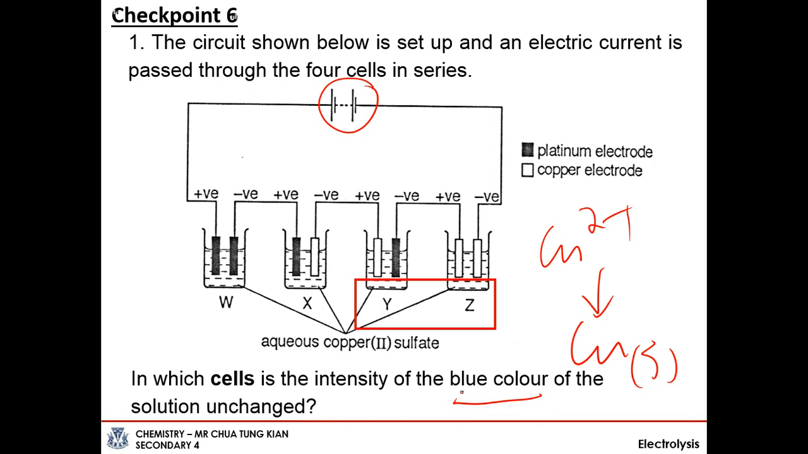If we take a look here, cells W and X have platinum anodes here. It is impossible to replace the Cu2+ with platinum electrodes. So at the end of the day, in these two solutions, the blue color intensity will actually decrease. Y and Z have copper electrodes here, which will continuously replace the Cu2+ in the solution. So the color remains unchanged. The answer is Y and Z.